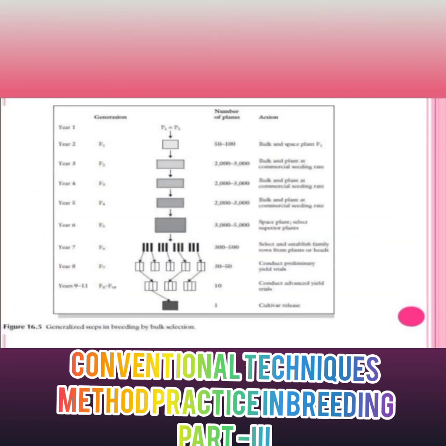Let's see in that figure, we only have to understand this flowchart. Ultimately, you can understand both the pedigree method and the bulking method.